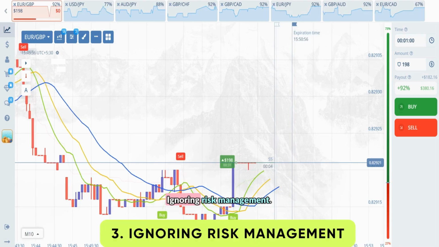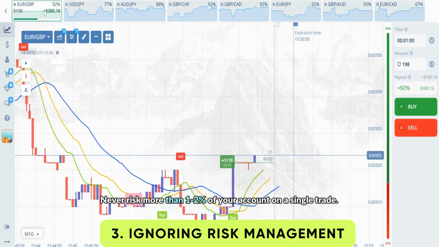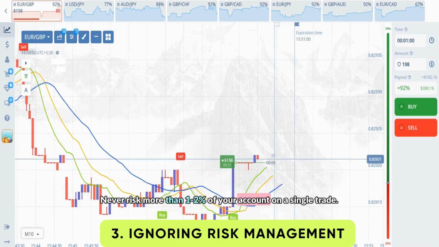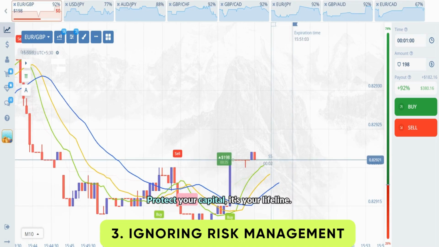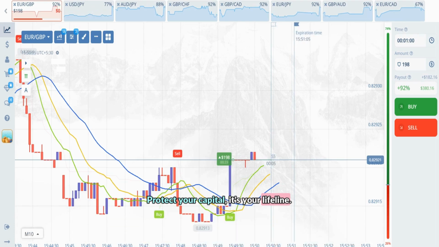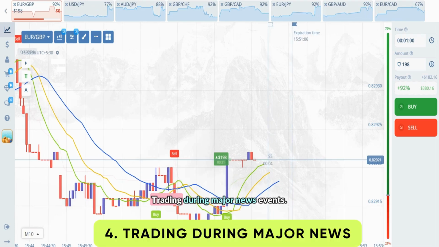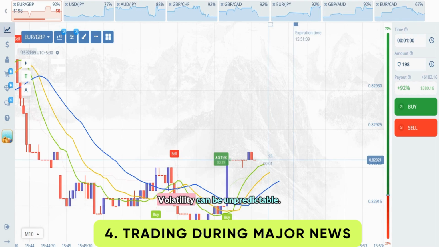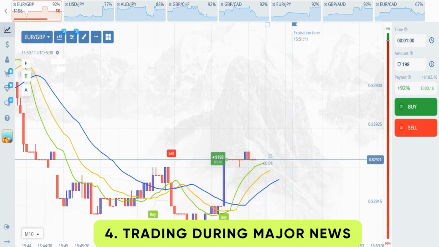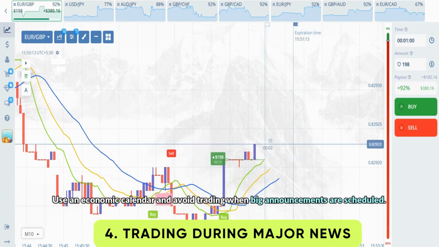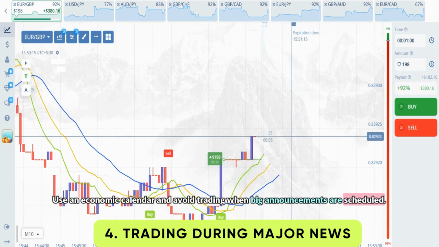Mistake 3: ignoring risk management. Never risk more than 1 to 2% of your account on a single trade. Protect your capital. It's your lifeline. Number 4: trading during major news events. Volatility can be unpredictable. Use an economic calendar and avoid trading when big announcements are scheduled.